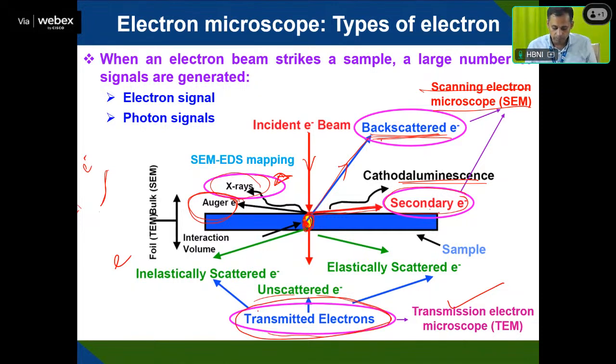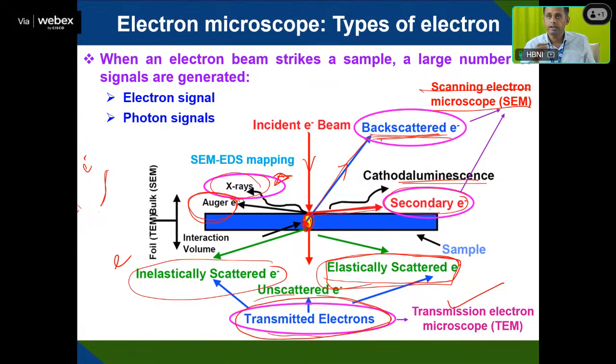Here, two types of transmitted electron are possible: elastically scattered and inelastically scattered. Another is unscattered, which is directly transmitted. With elastic scattering, there is no change of energy. If it is inelastic, there is a change in energy between the incident electron and the electron after transmitting through the material. Because of this inelastic interaction, some energy will be lost. From that we have electron energy loss spectroscopy, which comes from this part of transmission electron microscopy.